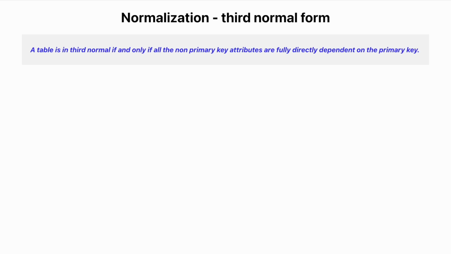Third normal form. Very often, when a table is in second normal form, it will already be in third normal form. A table is in third normal form if and only if all the non-primary key attributes are fully directly dependent on the primary key. There is only a subtle difference from the second normal form. While the second normal form focuses on full dependency on key, the third normal form focuses on eliminating transitive dependency. That is, all non-key columns should be directly dependent on key.